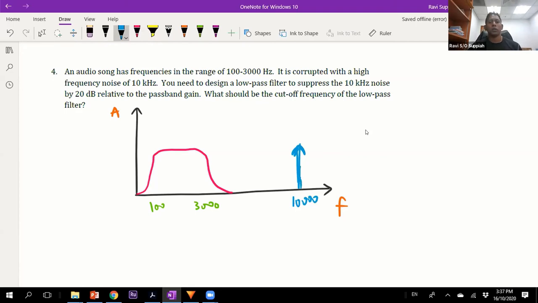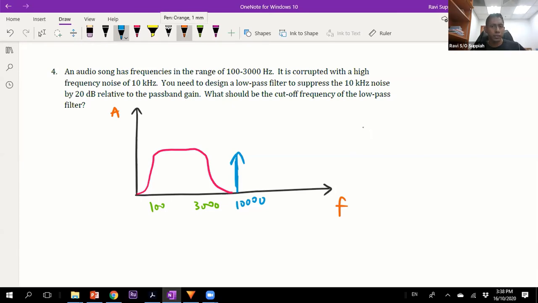And you want to design a filter to suppress the 10 kilohertz. Because of the log scale, it won't be so far away, so probably it's maybe around here. So this is the 10 kilohertz noise, and you want to design a filter to suppress the 10 kilohertz noise by 20 dB relative to the pass gain.